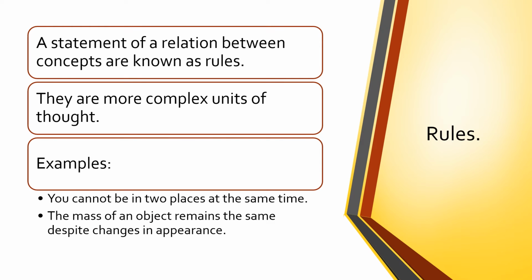Rules. A statement of relation between concepts is known as a rule. They're more complex units of thought. Examples could be, you cannot be in two places at the same time. Obviously, you can't be in an airplane and on a train at the same time. And the mass of an object remains the same despite changes in appearance. So these are examples of rules, and rules can be applied to concepts.